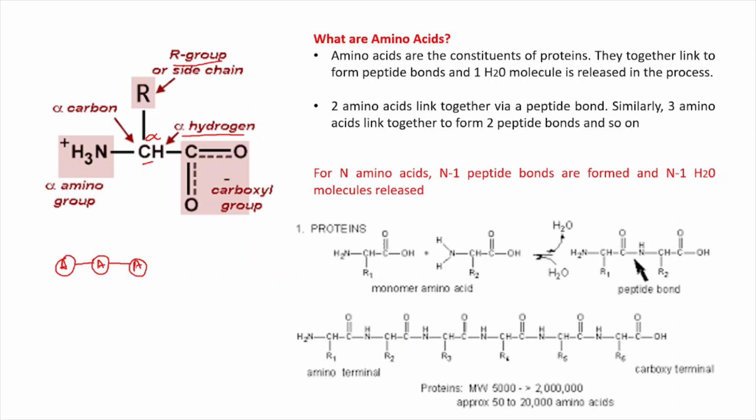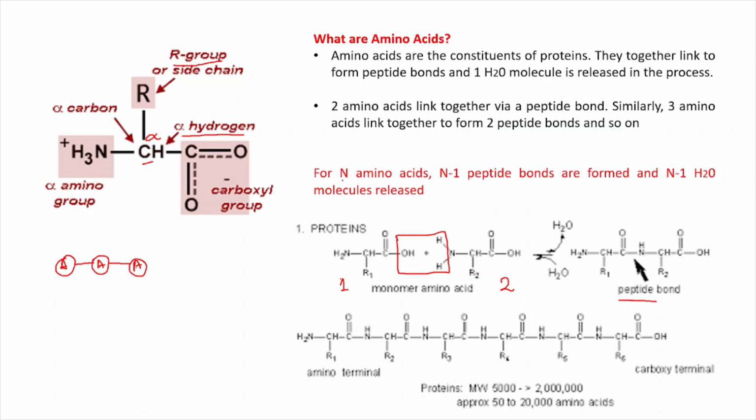Now how a peptide bond forms, you can see in this figure: this is the first amino acid, and here we have another amino acid, the second. They are linking together. Here we have a water molecule. One water molecule is released by condensation, so this water molecule goes out, and together we have one peptide bond. So two amino acids link together to form one peptide bond. Similarly, three amino acids link together to form two peptide bonds, and four amino acids link together to form three peptide bonds.